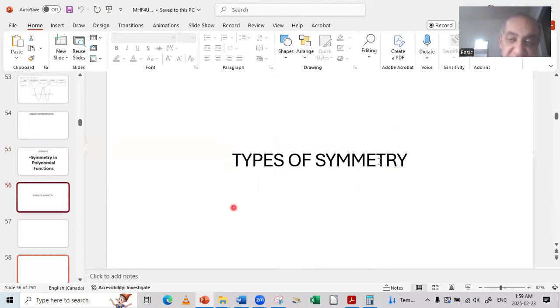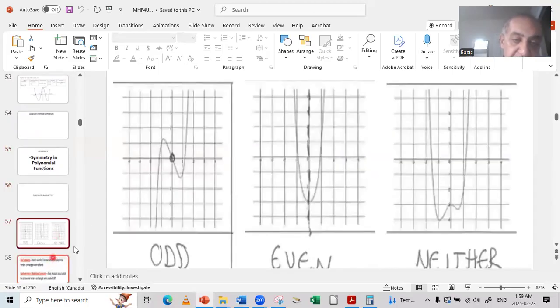We went after this to symmetry, and the types of symmetry. And we said we have 3 types of symmetry. We have the even type, if all the degrees are even. Even type, when all the degrees are even, it looks like this, it goes from Q2 to Q1. That's what we use when all the powers are even.